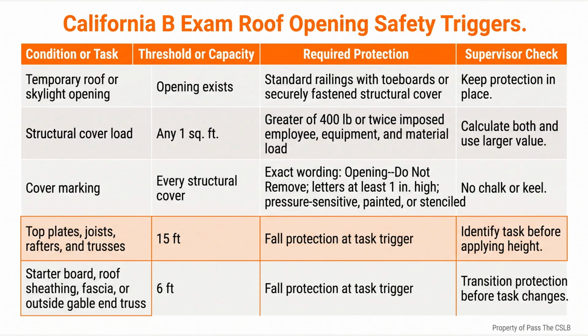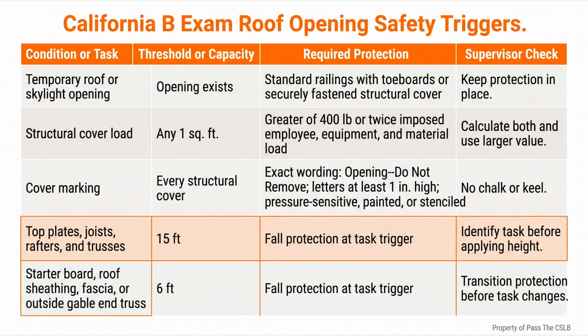Residential framing fall protection uses different height triggers for different tasks. When employees are walking or working on top plates, joists, rafters, and trusses, the trigger identified in the research is 15 feet. When the task changes to installing starter board, roof sheathing, fascia board, or working outside the gable end truss, the trigger is 6 feet.